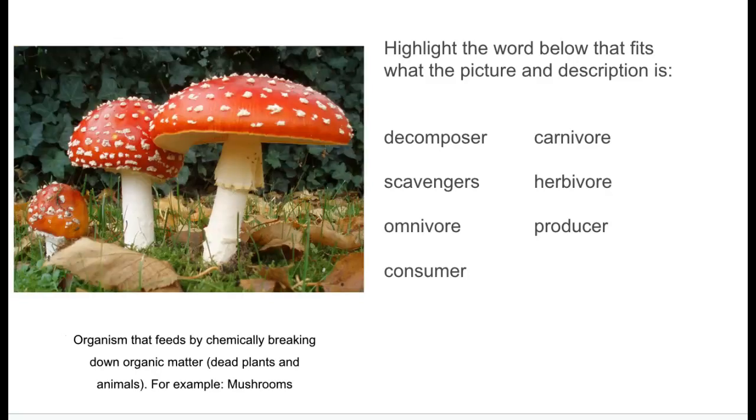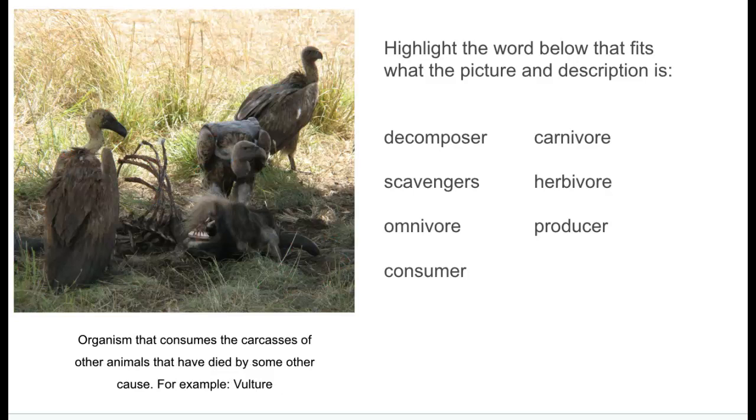Under the picture, an organism that feeds by chemically breaking down organic matter, which is dead plants and animals, for example, mushrooms. And an organism that consumes the carcasses of other animals that have died by some other cause, for example, a vulture.